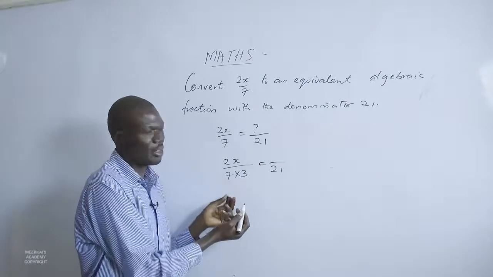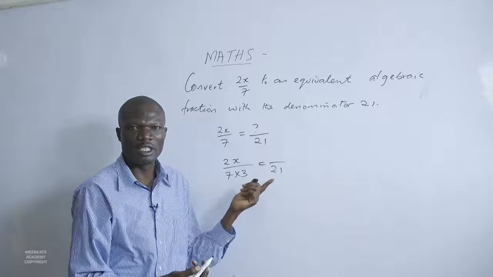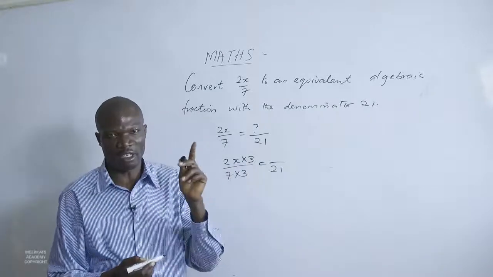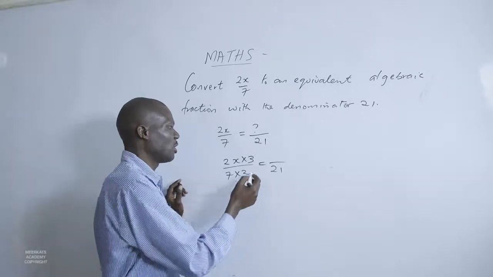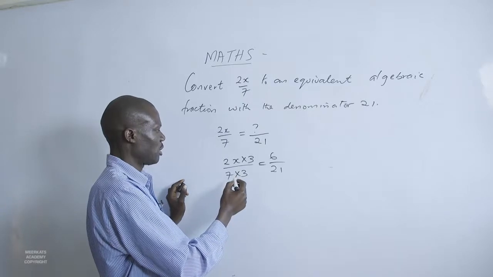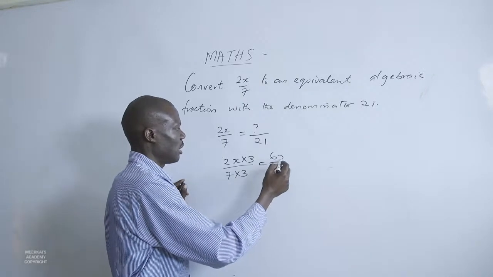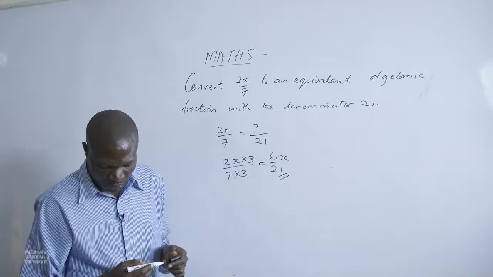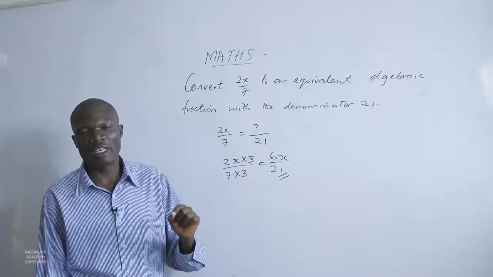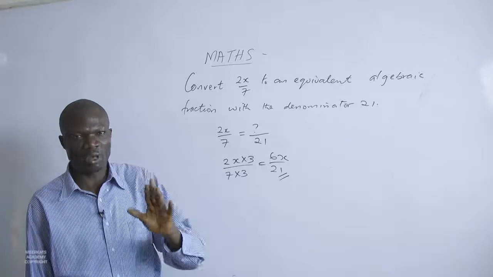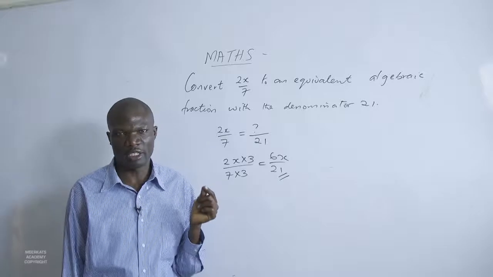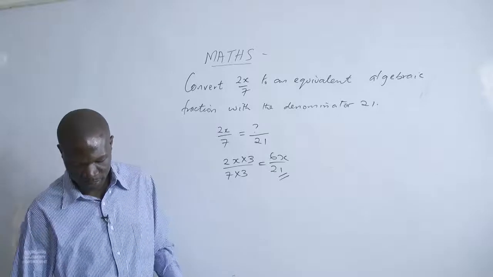Now, you see, this is what I'm saying. 7 times 3 is what? 21. How about 2x times 3? It will give us the equivalent algebraic fraction, which will be what? 6x. So, by that, it means that 6x over 21 is an equivalent algebraic fraction of 2x over 7.